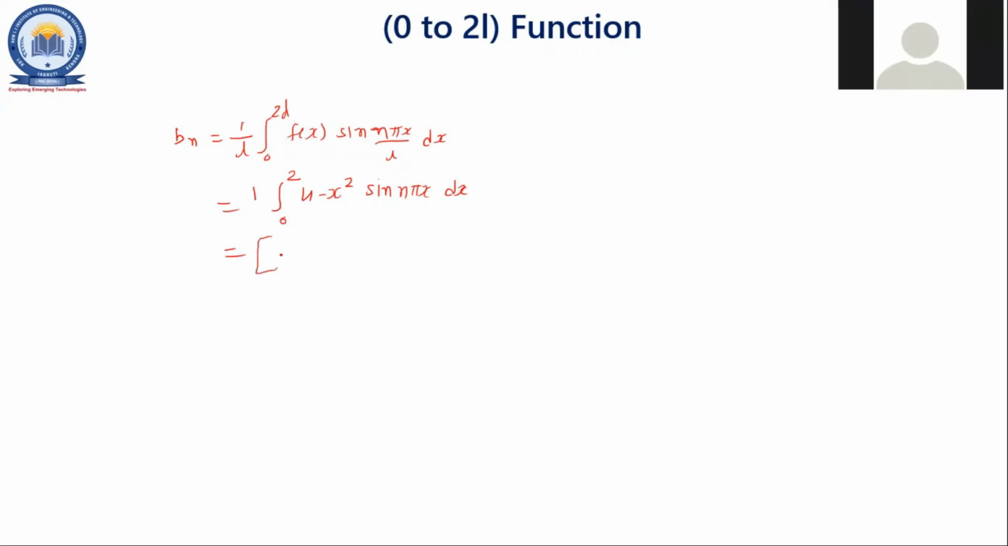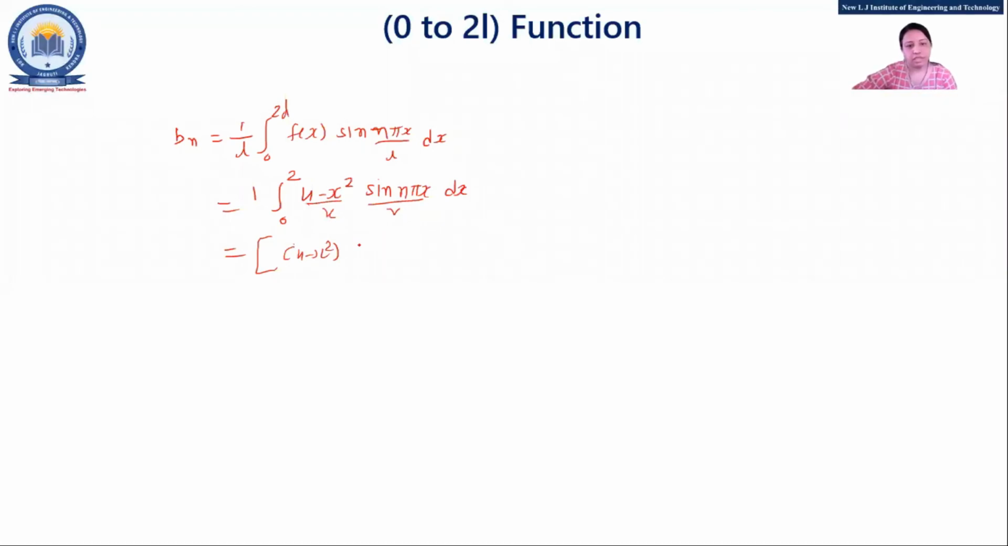Just let me know the first term. 4x square into minus cos n pi x upon n pi. Only the first term. This is your u, this is your v. First term u is 4 minus x square, and the integration of sin n pi x is minus cos n pi x upon n pi.